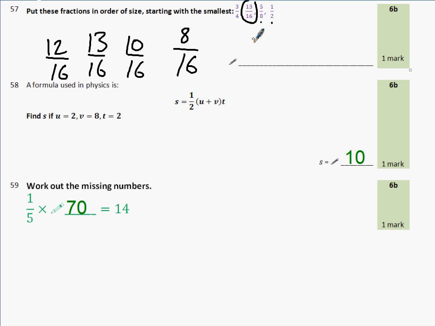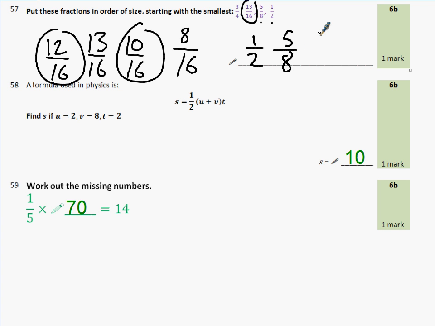This one's the smallest, 8/16, which was 1/2. This is the next smallest, which was 5/8. This is the next smallest, which was 3/4. And this is the largest, which was 13/16. And then maybe just write a comma in between them.